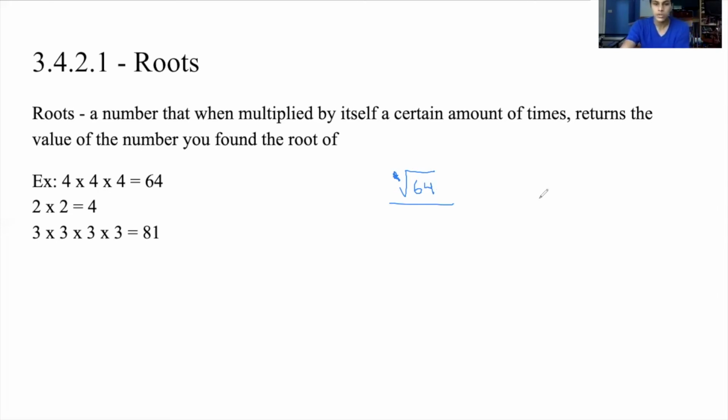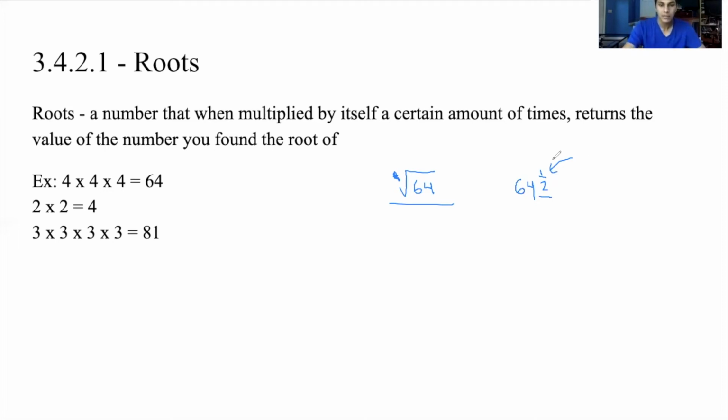But you can also express that as an exponent. So you could also write 64 to the power of 1/2. And here's how this works. When you have an exponent that's a fraction, what the numerator represents, which is the top number, is what it's raised to the power of, like the positive exponent, or how many times you multiply it by itself. And then what the denominator represents is what root you're finding of that number.